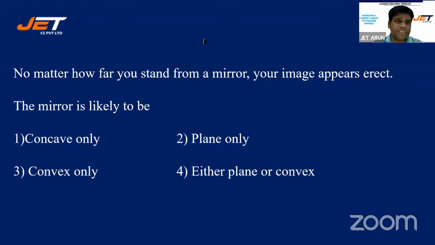In convex, what happens? It appears diminished, minified, but erect. So 2 is definitely okay, but 3 is also there. So those two options are there in the fourth, plane or convex. Now I'm getting all correct answers. Again, a wrong answer. Students, plane is fine. 2 is absolutely right. But in convex as well, you have got the condition that for a given object in front of the mirror, the image is always erect. It is minified, it is diminished. That's fine. But he's not talking about diminished.